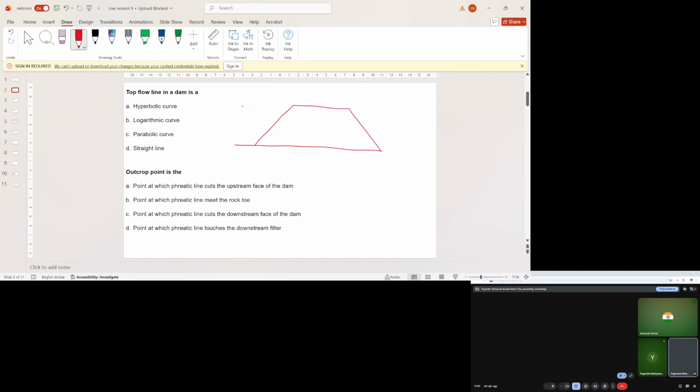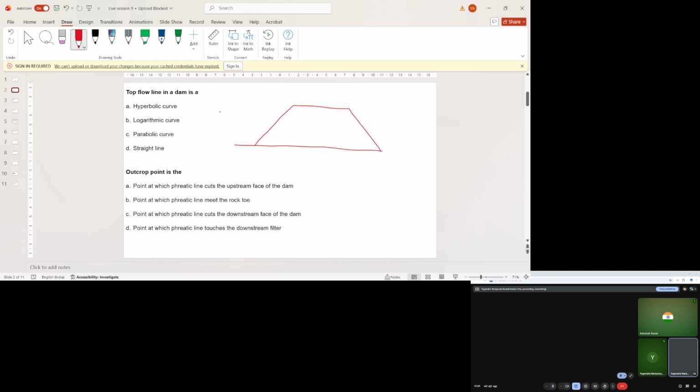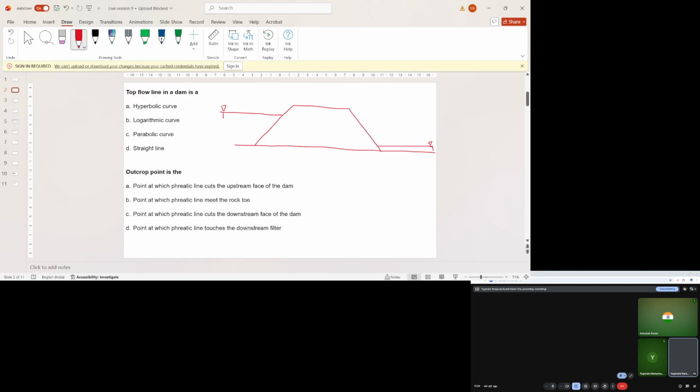Let us consider, sorry, this is the water level. This is the downstream. Right. So, what will be the top flow line usually? How is the top flow line defined? Any idea?